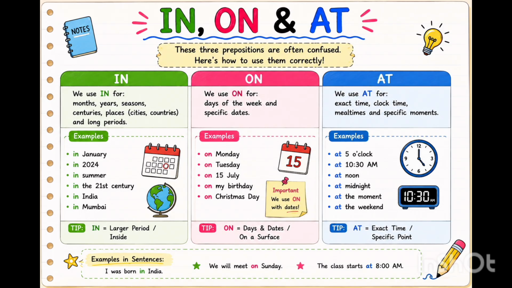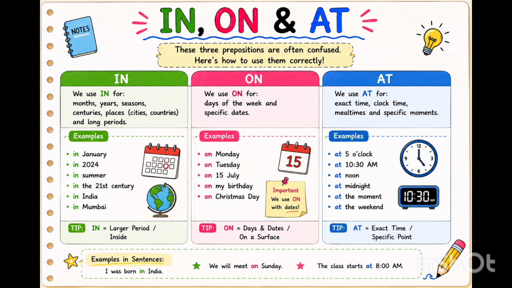Now, let's learn one of the most important topics in English grammar: in, on, and at. In. Use in for months, years, seasons, countries, cities, and long periods of time. For example, in January, in 2024, in India, in Mumbai.